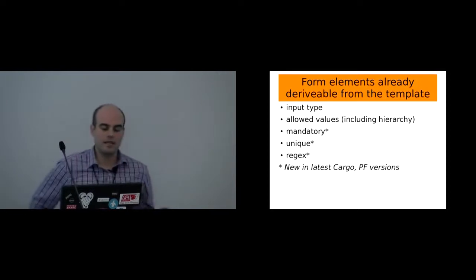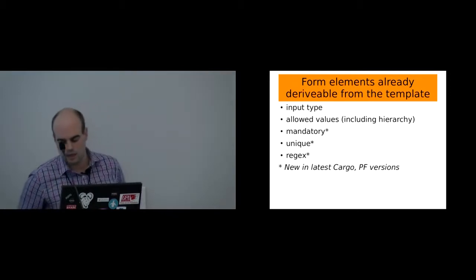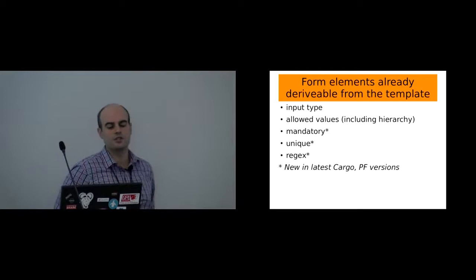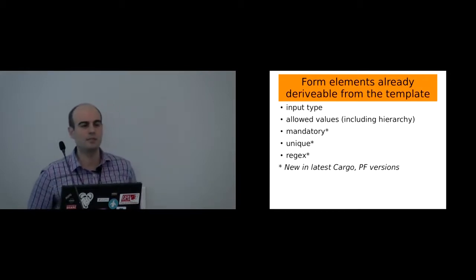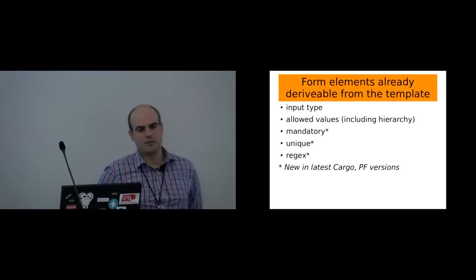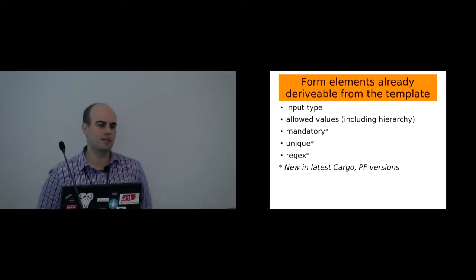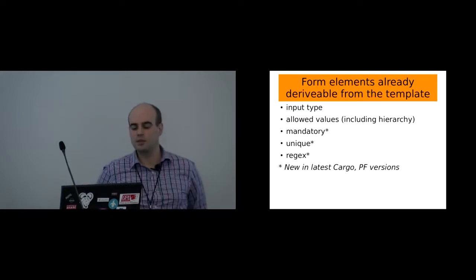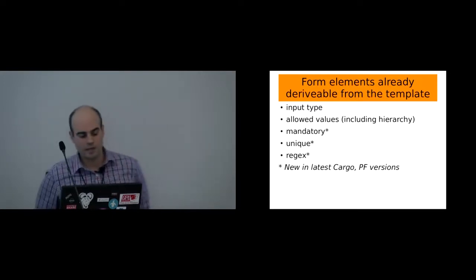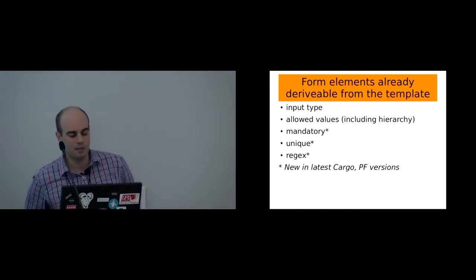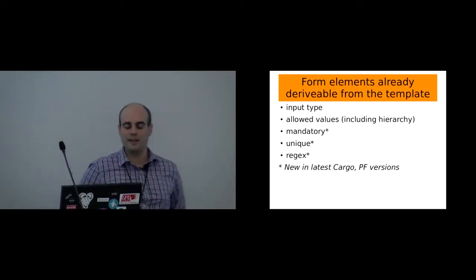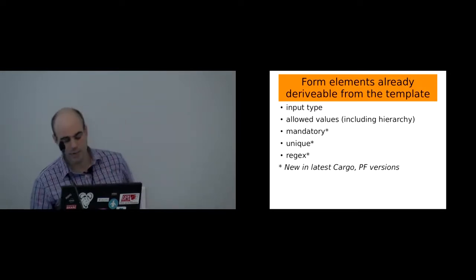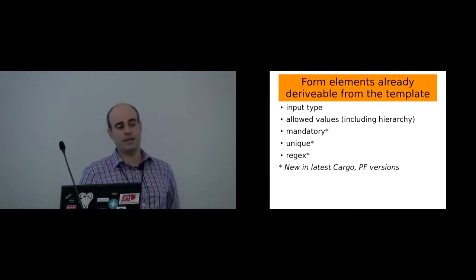Tied in with that, there's already quite a lot that forms read from templates, and this is true for both cargo and Semantic MediaWiki. I mean, the input type: it tries to be smart about it and set the right input type based on the type of the property with SMW or field with cargo. Same thing with allowed values for both SMW and cargo, that already happens. For cargo, there's also the concept of hierarchy, which I'll get to. A very new feature in cargo and Page Forms is that now you can set that a field is mandatory within cargo, and you don't have to do it within the form.